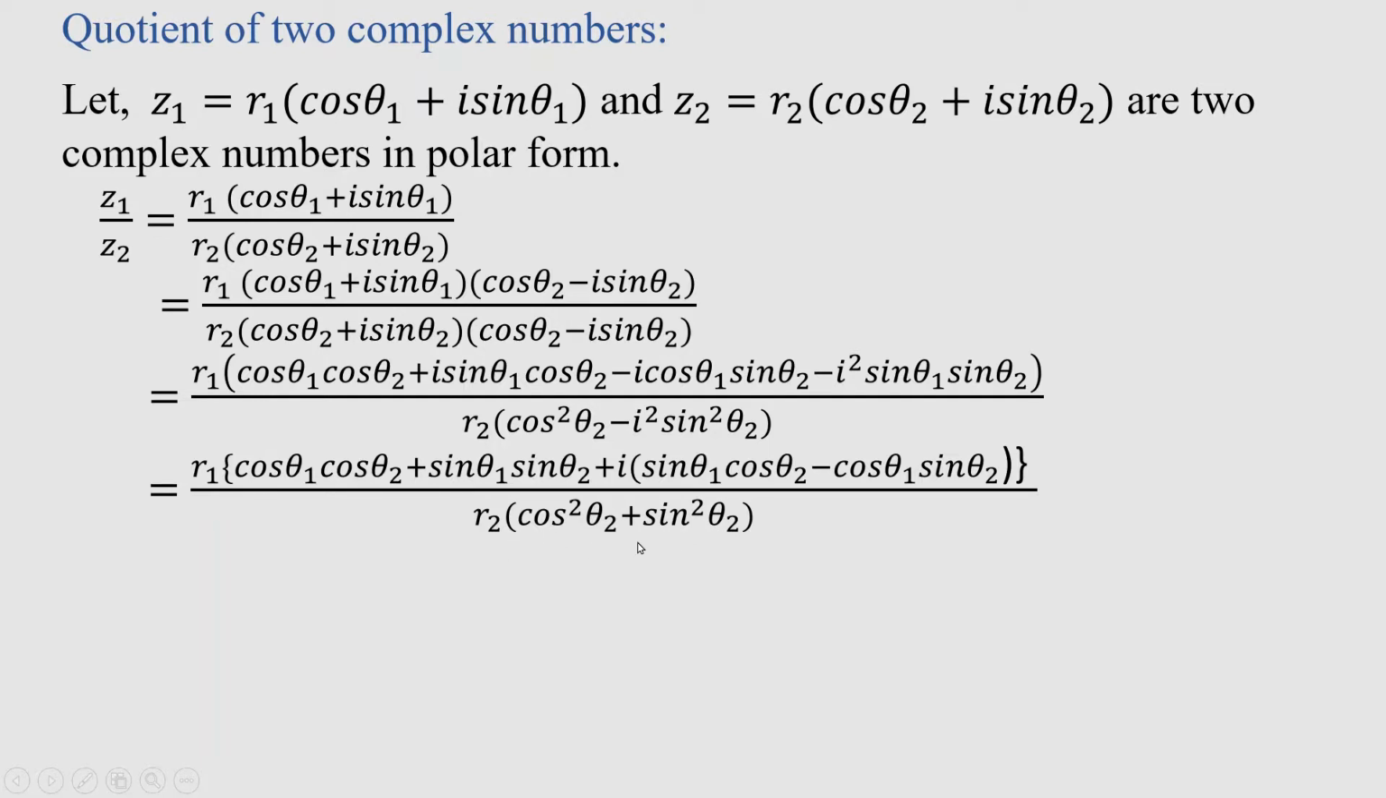and we know cos square theta 2 plus sin square theta 2 is equal to 1, and from the trigonometric formula we know that cos A cos B plus sin A sin B is equal to cos A minus B. Therefore, we get from here cos theta 1 minus theta 2 and sin A cos B minus cos A sin B is equal to sin A minus B. Therefore, we get i sin theta 1 minus theta 2 divided by r2.